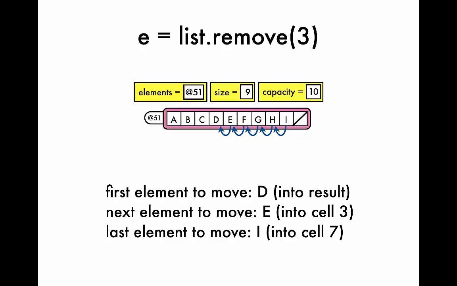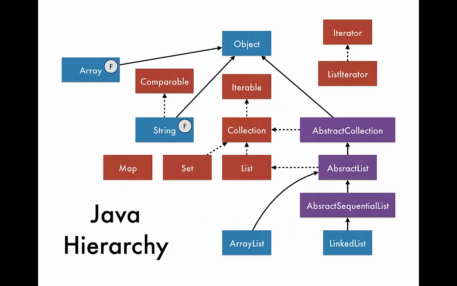So when we were adding J at D's position in the same array, I was the first element to move, and now it's the last element to move because things are being done in reverse. And that's it for this module on arrays and array lists.